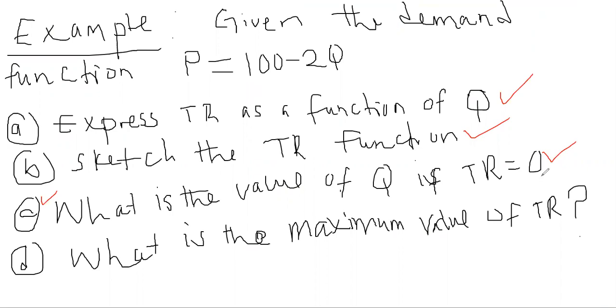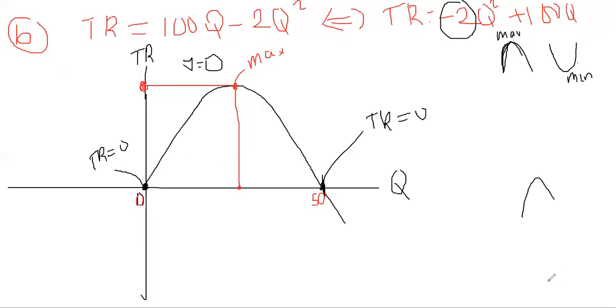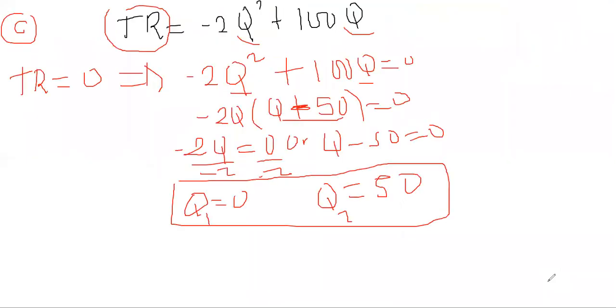In another word, it's asking you what level of quantity will make total revenue 0? And that quantity level is what? 0 and 50, which is this one. So if factorizing is a problem for you, you can use the quadratic formula. So we are still with C, using the quadratic formula. If you can remember the quadratic formula, this is what we have. And this is the quantity.